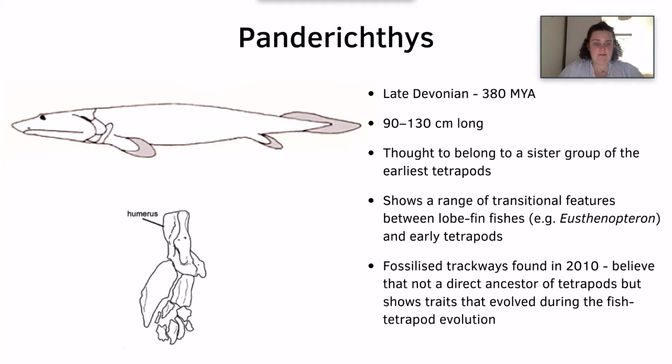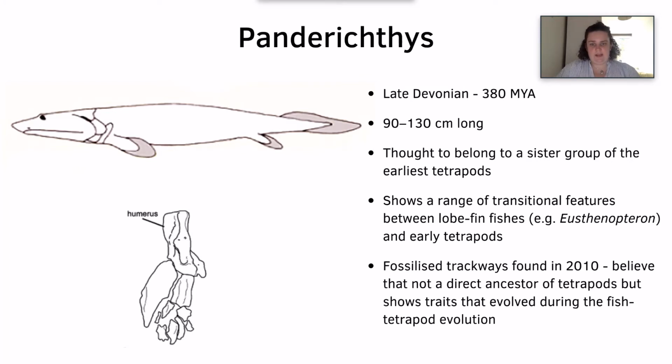A really cool thing about this organism is that we have fossilized trackways of it, which were found in 2010. These fossilized trackways suggested that it was not really a direct ancestor of tetrapods, but it shows traits that evolved during the fish to tetrapod evolution.